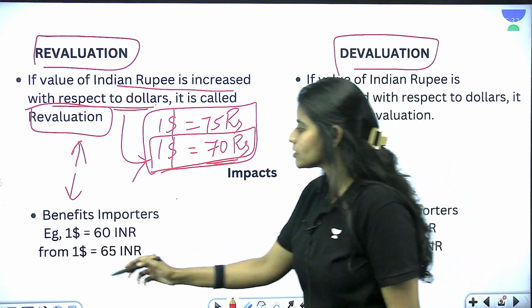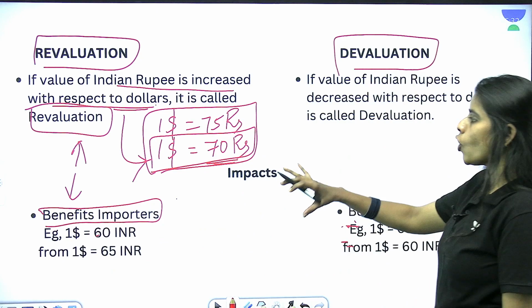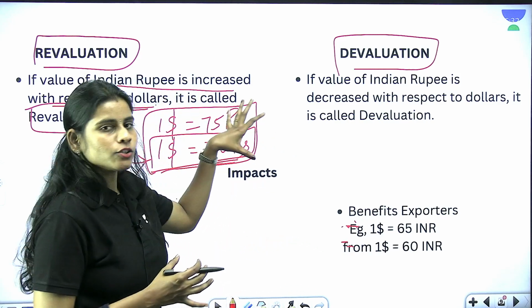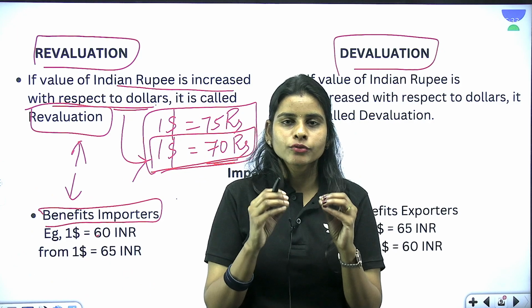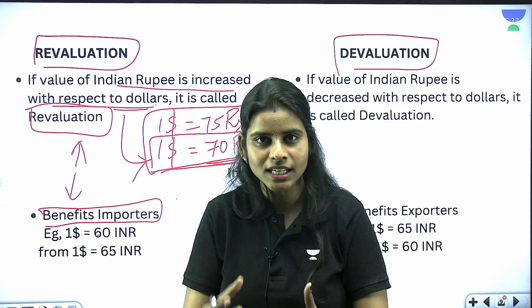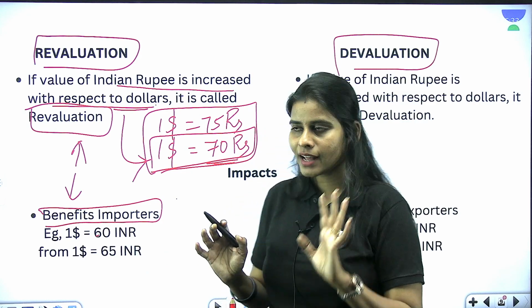As I already discussed, it is going to benefit the importers. So here is the example. The opposite condition, if the RBI is changing the exchange rate from 70 to 75, then that is called devaluation. Note this very carefully. The RBI changing the exchange rate, okay, if it is increasing, that is called revaluation. If it is decreasing, that is called devaluation.